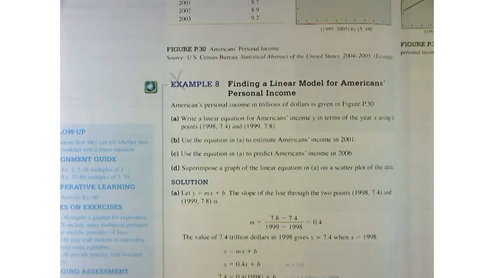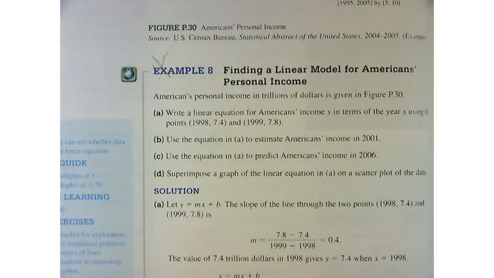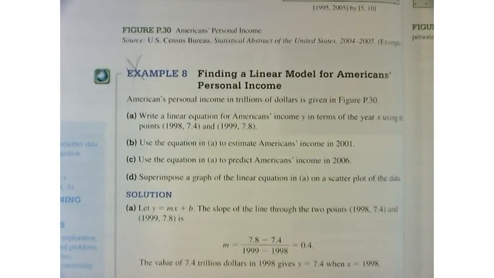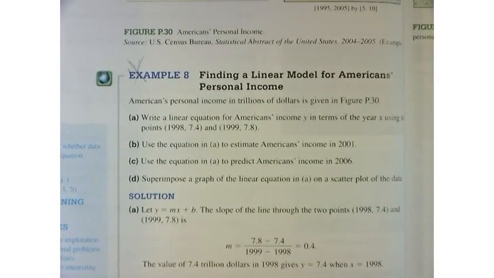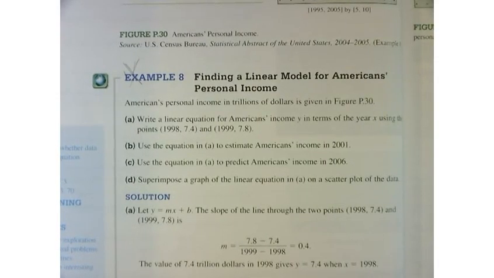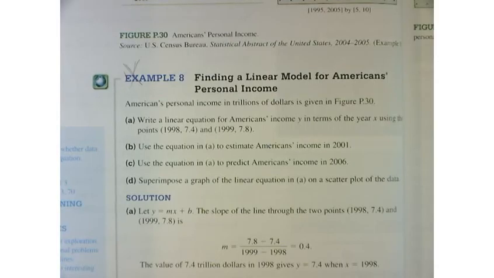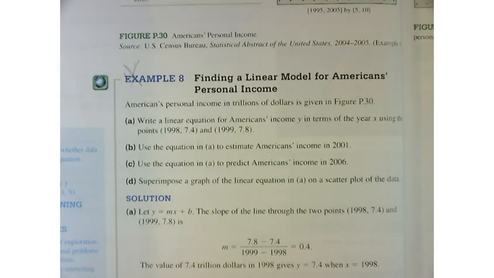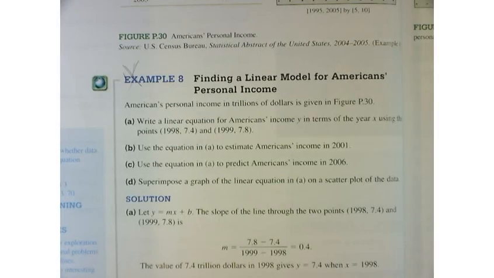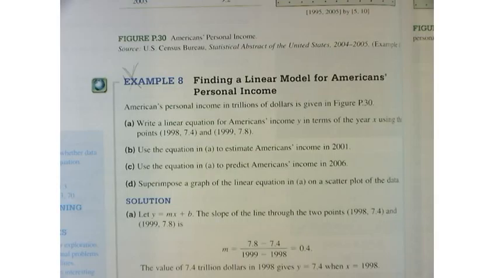Americans' personal income in trillions of dollars is given in the figure P30. So, oh man, that's a lot of stuff we have to do. Write a linear equation for Americans' income, Y, in terms of the year X using the points 1998, 7.4 and 1999, 7.8. Use the equation from part A to estimate Americans' income in 2001. Use the equation to predict Americans' income in 2006. Superimpose a graph of the linear equation on the scatter plot itself.